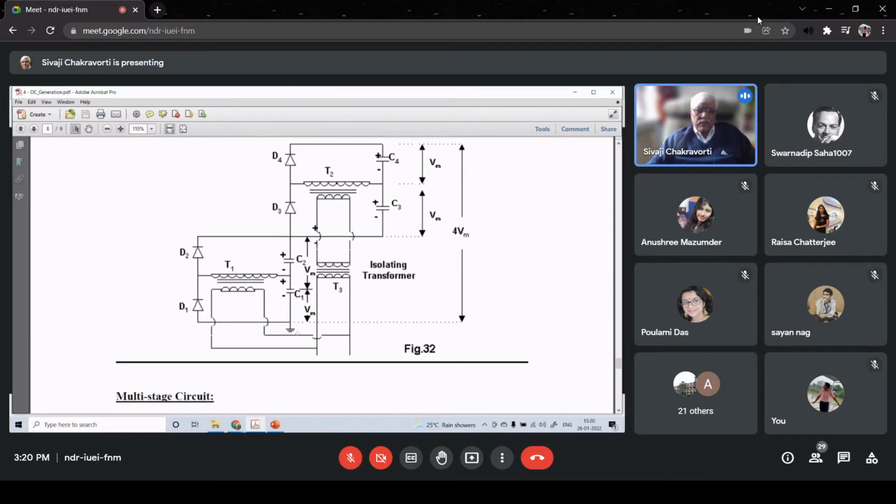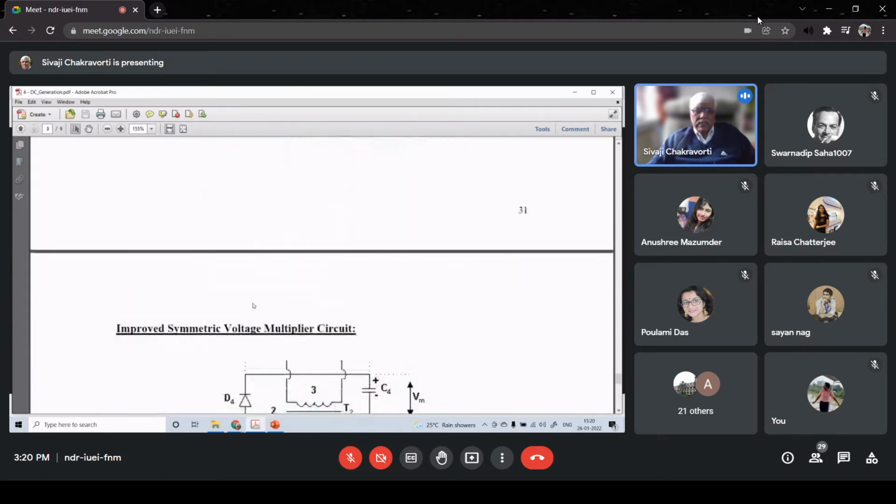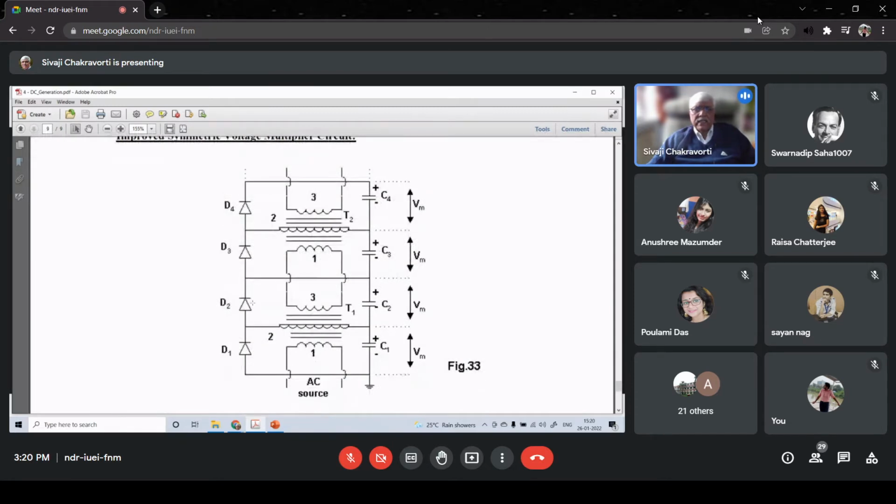But then if you look into the literature or books, you will find that there are a lot of questions about why should we use a third transformer. Can we not do something with two transformers? That actually makes the overall things much, much simpler. Yes, we can do that. So there is another circuit for that.